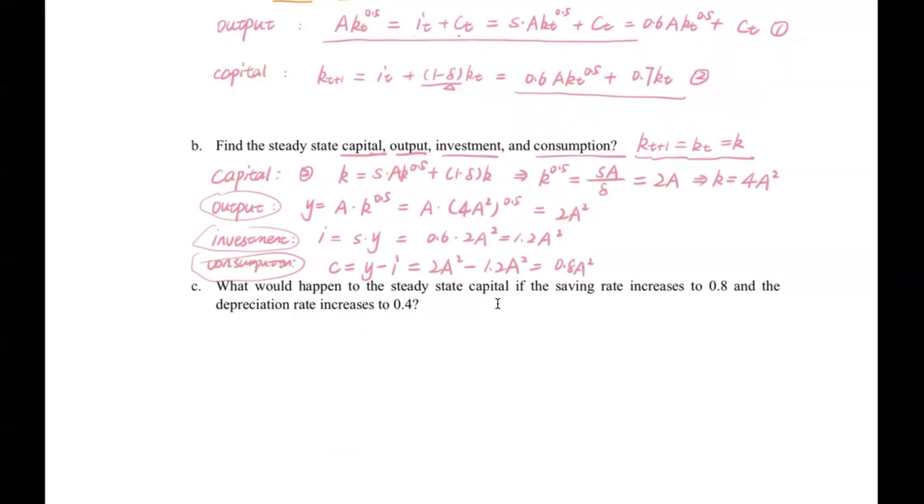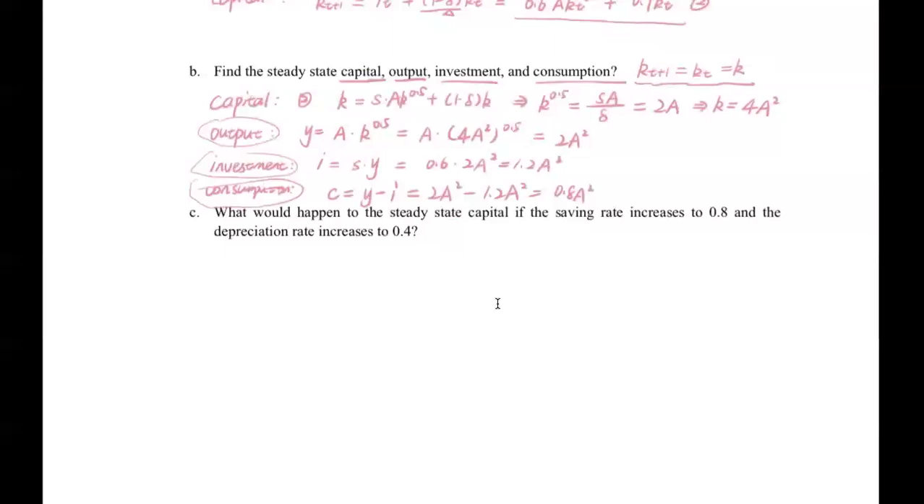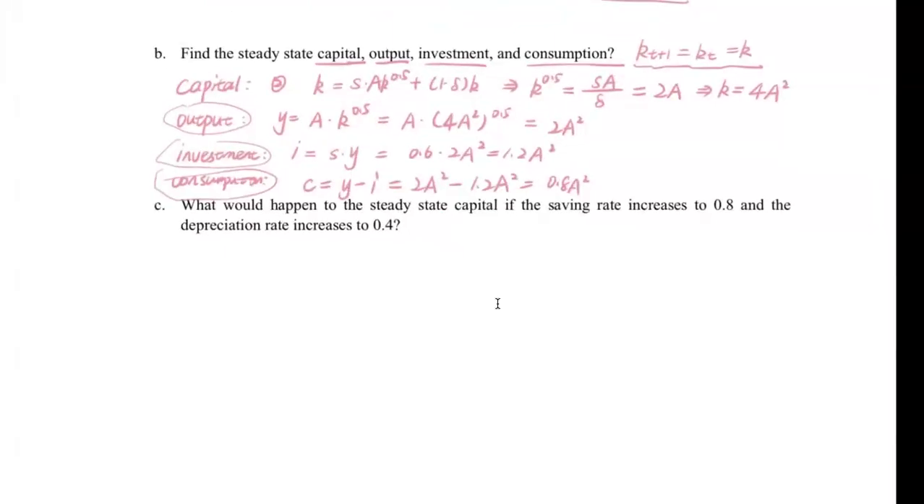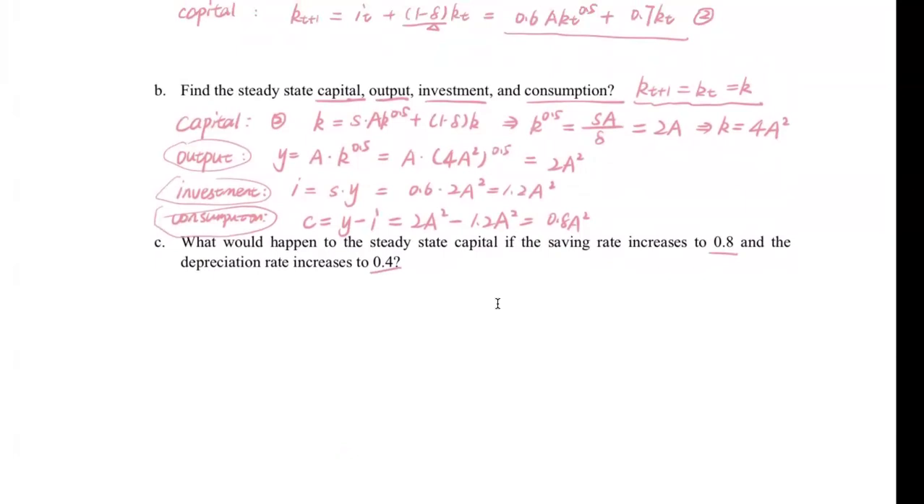And for question C, what would happen to the steady state capital if the saving rate equals 0.8 and the depreciation rate equals 0.4? So if we go back to our question B, once we get K's value, then in the following we will get output, investment, and consumption. So the key point is whether K changes or not, okay?